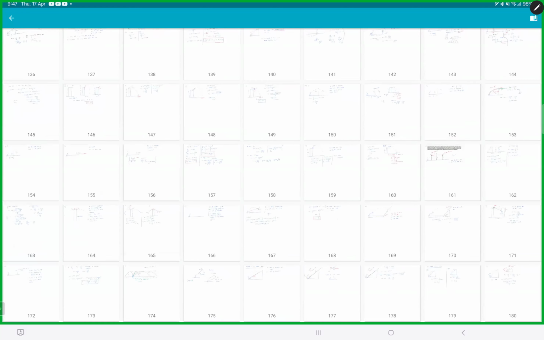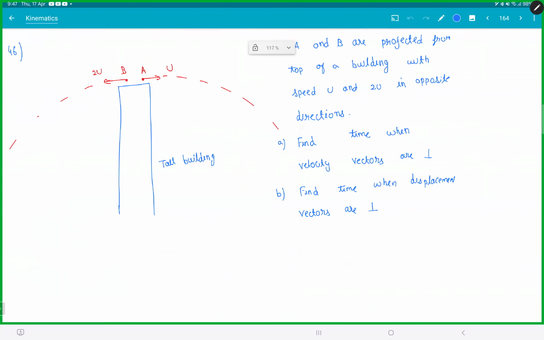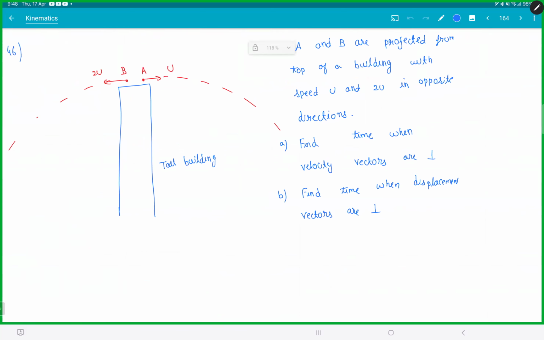Look at this question. We have a building here. Someone projected a particle with speed u on the left-hand side. Someone else threw another particle on the left-hand side. So this guy is going this way and this guy is going this way. And look at the question here. Find the time when the velocity vectors are perpendicular. Find the time when displacement vectors are perpendicular.